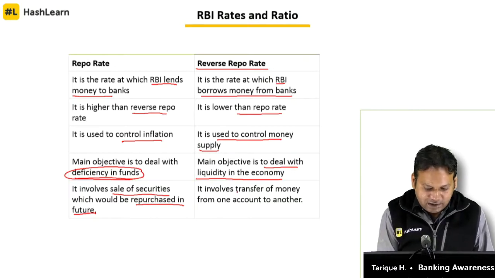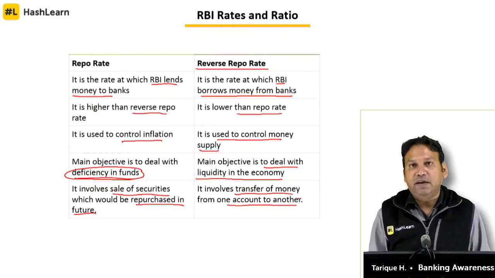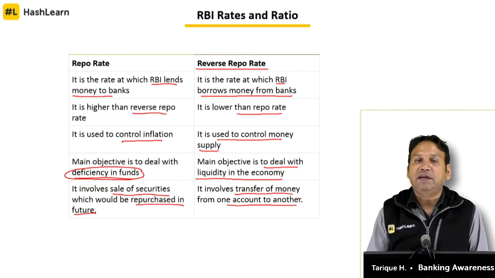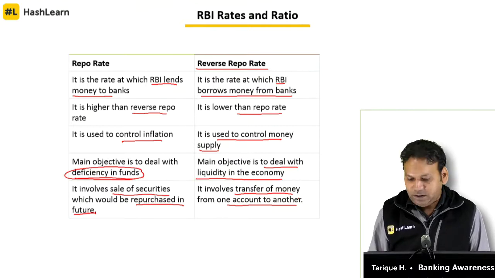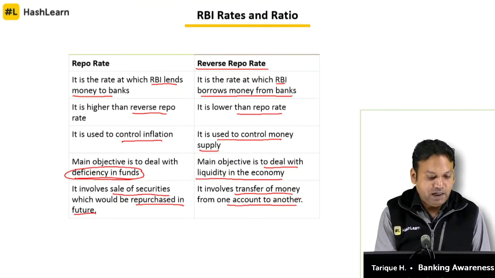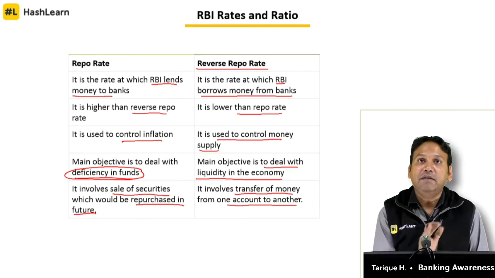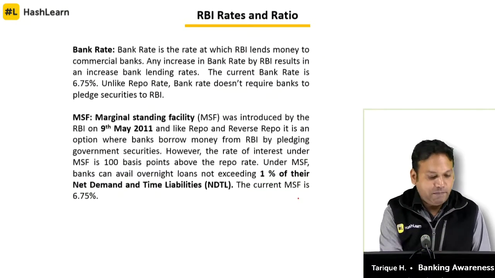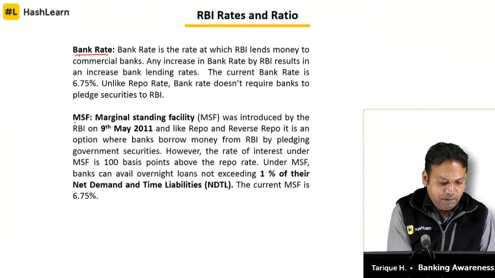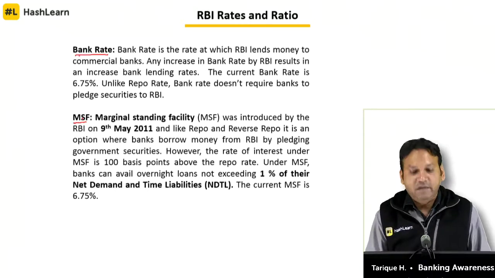And reverse repo rate involves transfer of money from one account to another. That means our banks are transferring money from their account to RBI's account. That is reverse repo rate. ठीक है, तो ये काफी डिटेल में हम समझ चुके हैं डिफरेंस बिटवीन रेपो रेट एंड रिवर्स रेपो रेट. दो और की रेट्स हैं, एक है बैंक रेट और एक है MSF, मार्जिनल स्टैंडिंग फैसिलिटी.